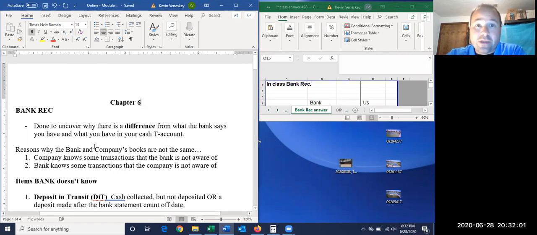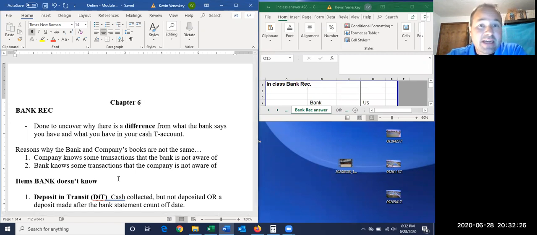So the whole reason we do a bank reconciliation here is to figure out why there's a difference between what our cash says on our T account and what the bank says at the ending balance. They're almost never going to be the same. That's because there are things that the bank knows that the company doesn't know yet, and we won't know them until we look at the bank statement.